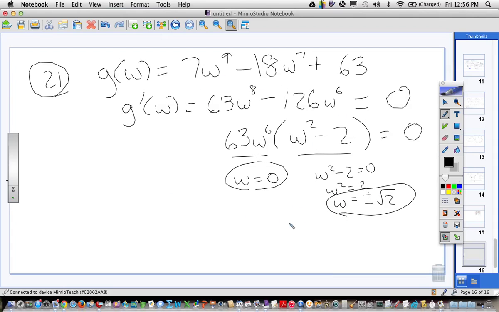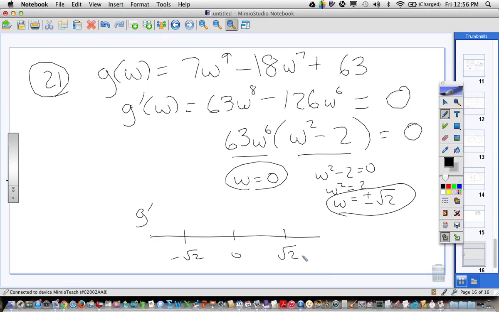Now what do we do? Number line. Be sure and label it G prime. Negative radical 2, 0, radical 2. Now you need this even if you're using your calculator.